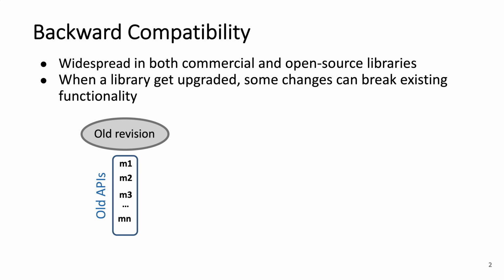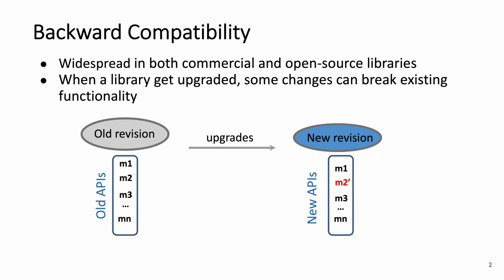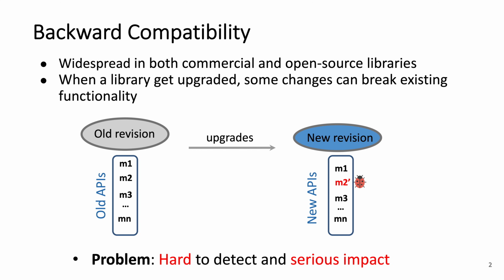For example, the old version includes some APIs. When it upgrades to the new version, some APIs may change. The bugs due to this change, we call backwards incompatibility bugs. And the problem is very hard to detect and has serious impact.